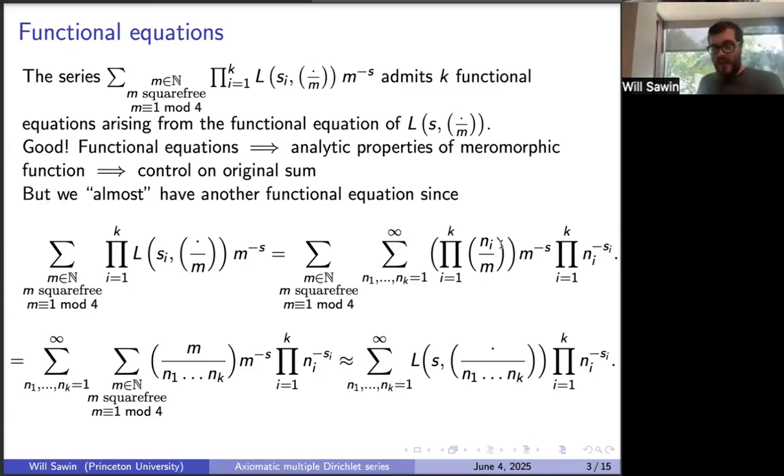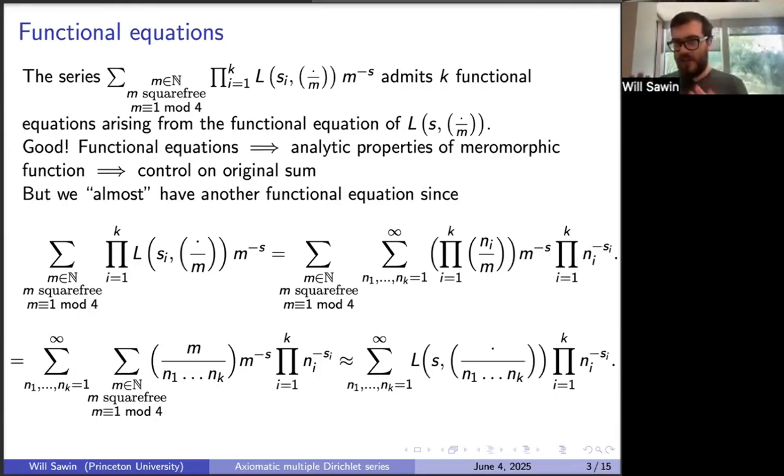And then we can reverse things. Legendre symbols satisfy quadratic reciprocity, so we can flip them over. We can use their multiplicativity also to squish them together into one big Legendre symbol, and we get m over n1 times up to nk. And then we can also reverse the order of summation. We can make the n sum on the outside and the m sum on the inside.